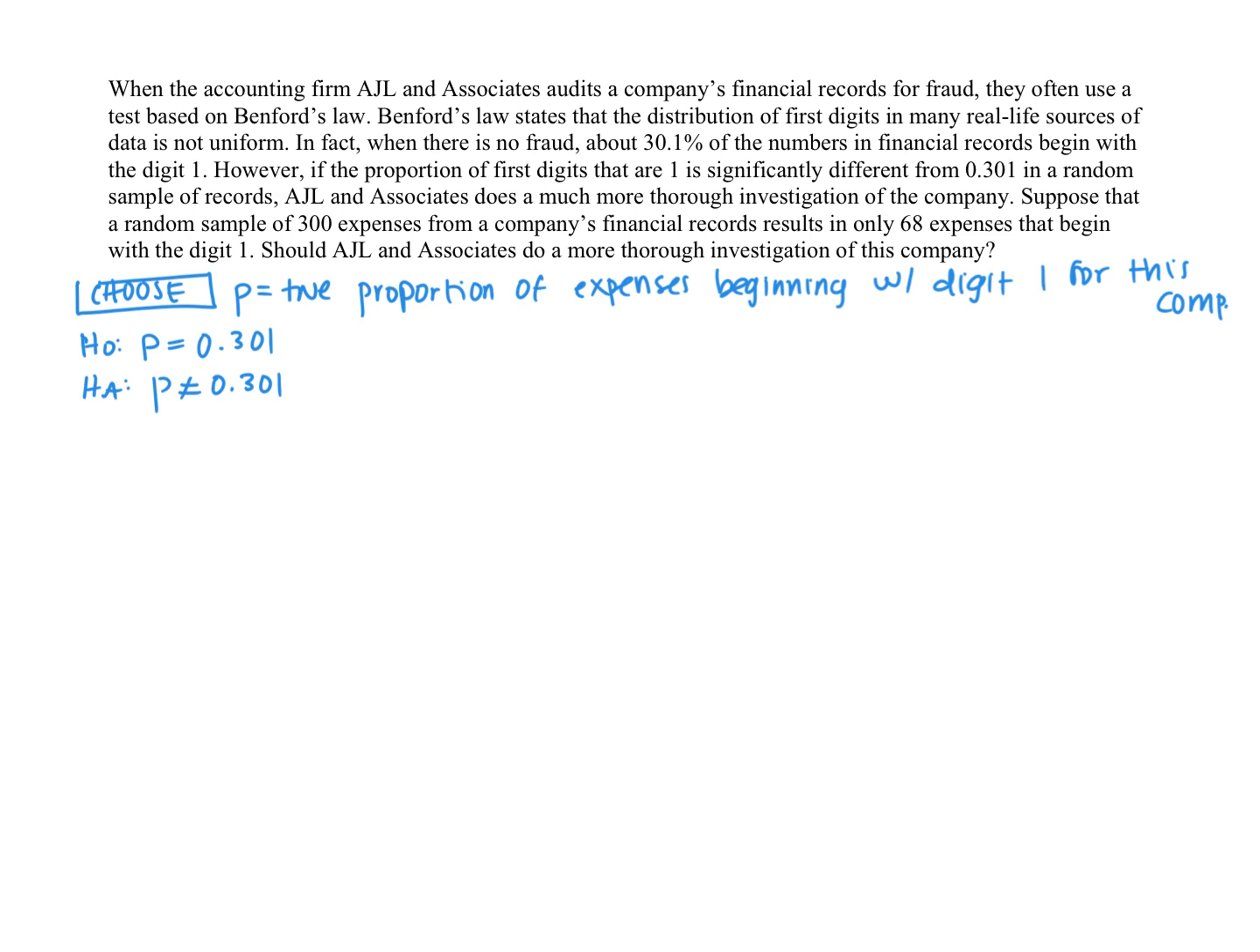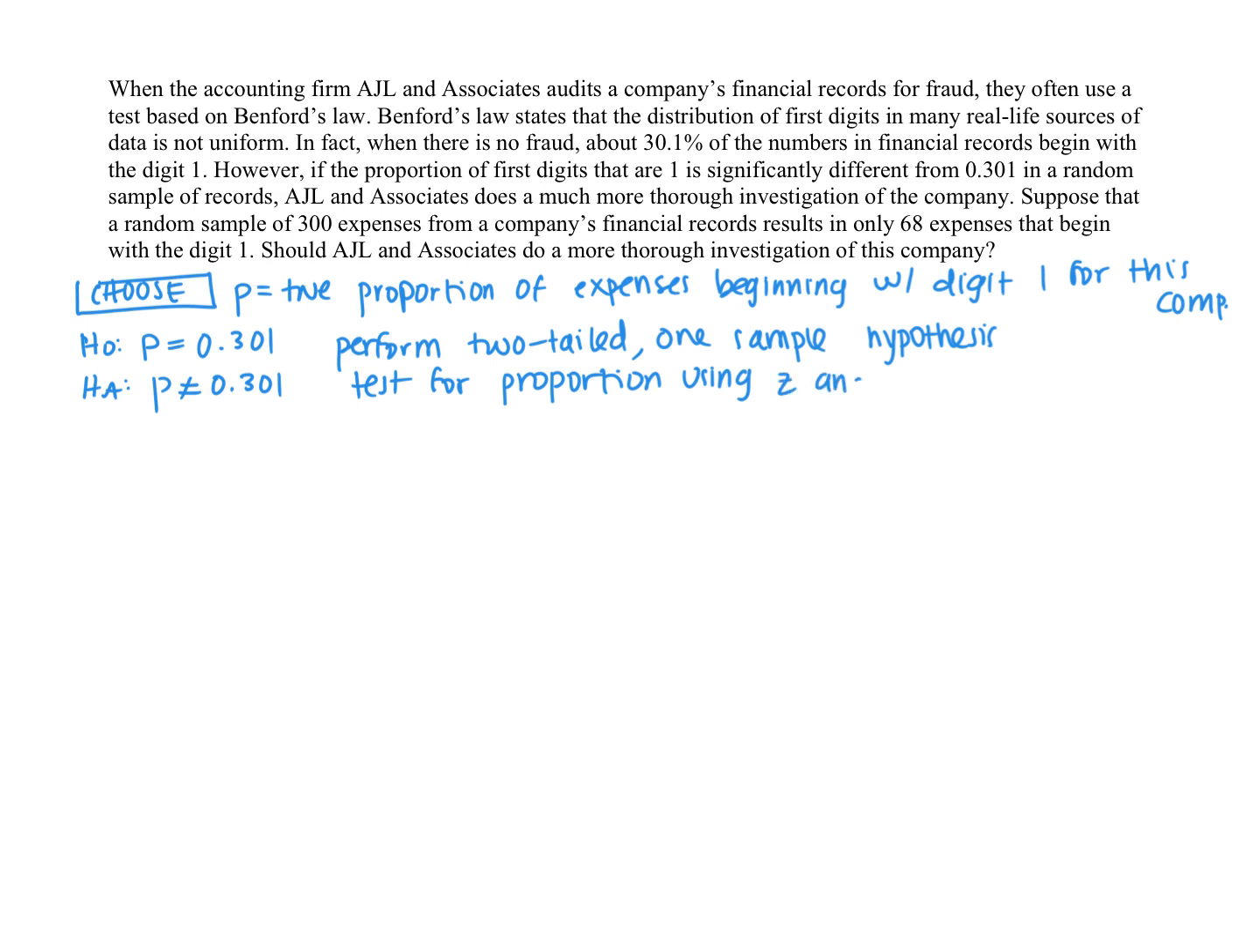Okay, and then we have to say what we're going to do. So this is still in the choose step. We are going to perform a two-tailed, one sample hypothesis test for proportion using Z, and sometimes you're given alpha. If you're not, we're going to say that it's 0.05.